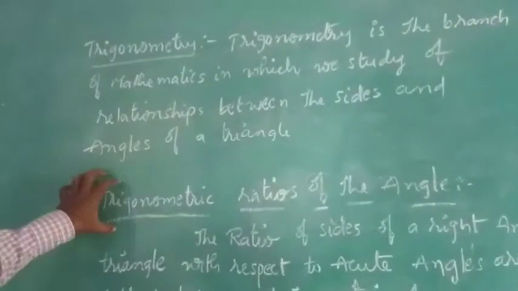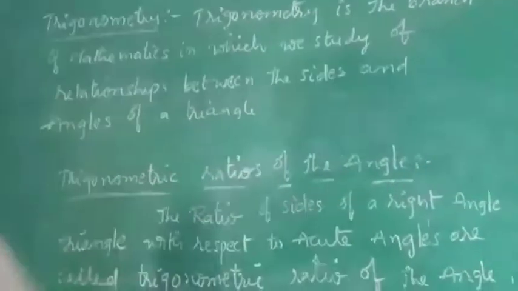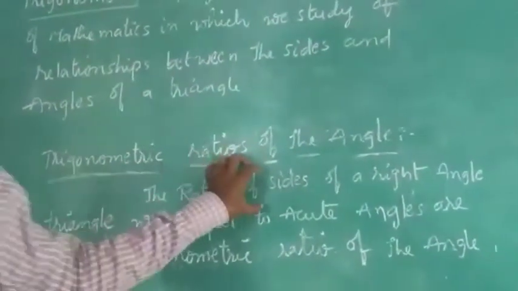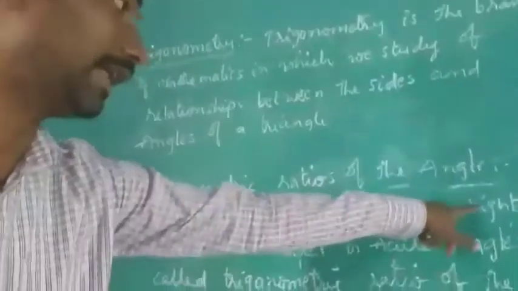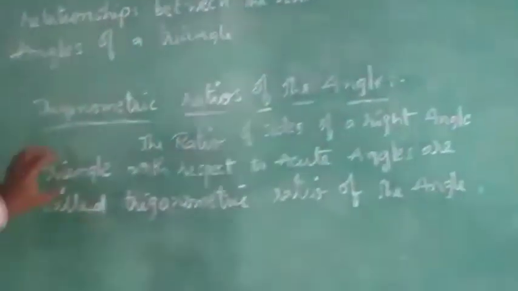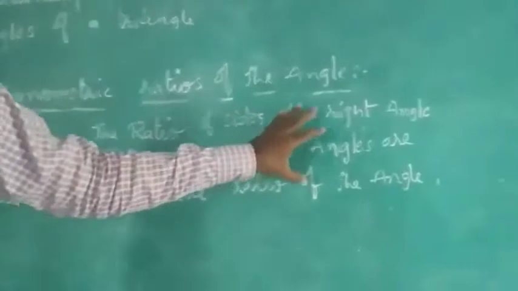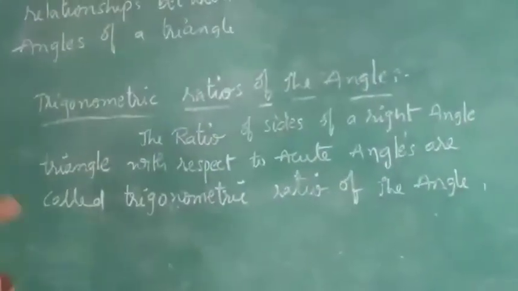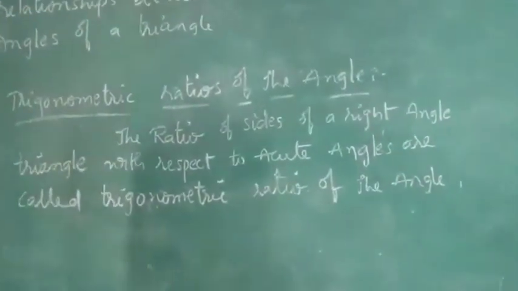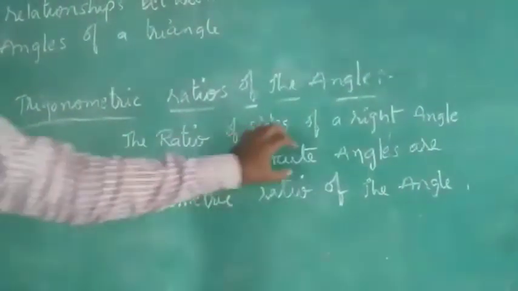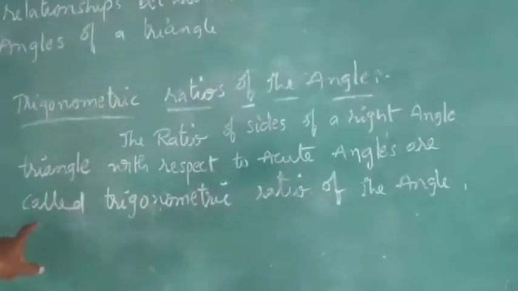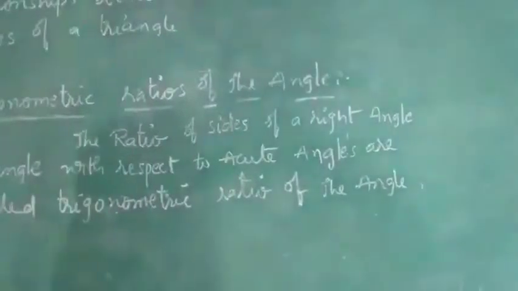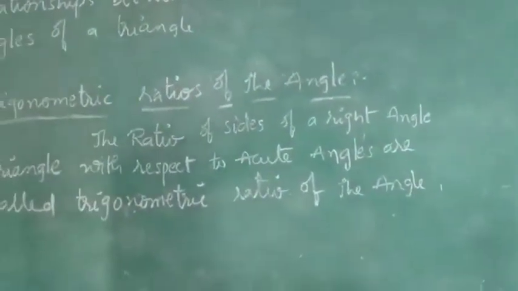One more topic: trigonometric ratios of an angle. The ratio of sides of a right angle triangle with respect to acute angles. In a right angle triangle, one angle is 90 degrees, and the remaining two angles are acute angles only. So these acute angles are used for the trigonometric ratios of the angle.